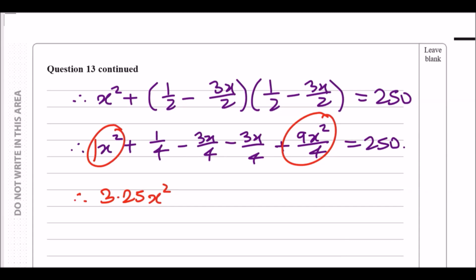I'm keeping it in decimal form. Now for the x terms, you've got minus 3x over 4, minus 3x over 4. In the calculator, this will give you minus 6 over 4, which is minus 1.5x. And lastly, you've got a quarter and you've got 250 on the side. Let's make it equal to 0, so we're going to subtract 250 across, so it goes on the left. And you should get minus 249.75. You might get something similar or smaller. If it's proportionally the same, then it's all good. But at this stage, we're going to keep it as it is.